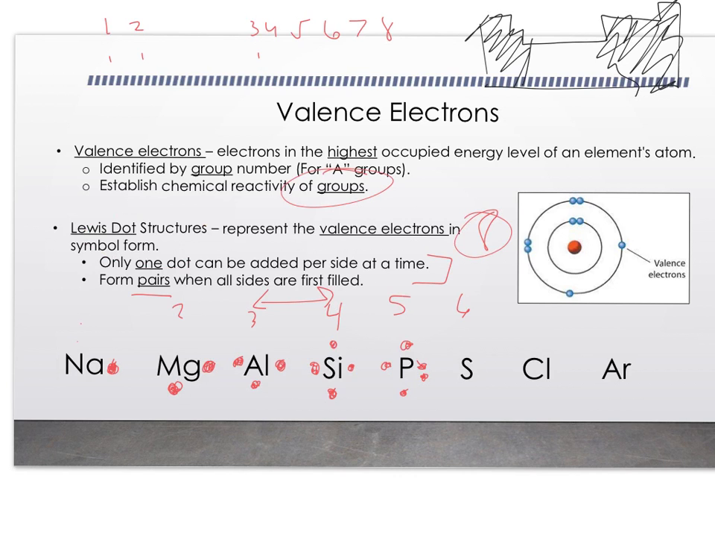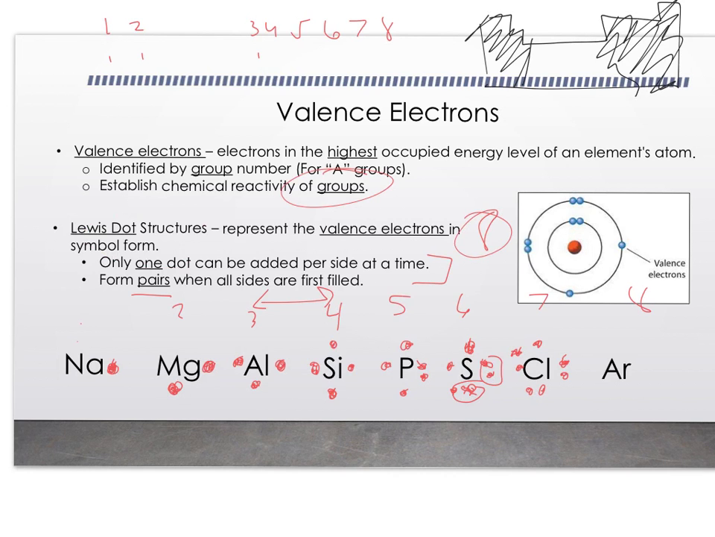Going to sulfur, that's in group number 6. So then we'll start at 1, 2, 3, 4. Then we go back and add 5, 6. So we should have 2 electrons on 2 sides, and then singles on the other 2 sides. Chlorine is in group number 7, so it's going to have 7. So that's 1, 2, 3, 4, 5, 6, 7. Now there are 3 sides of pairs and only one side that has a single electron.